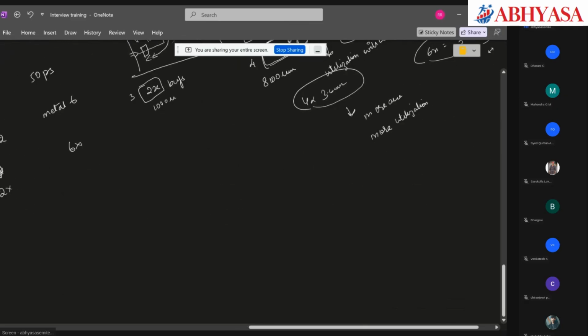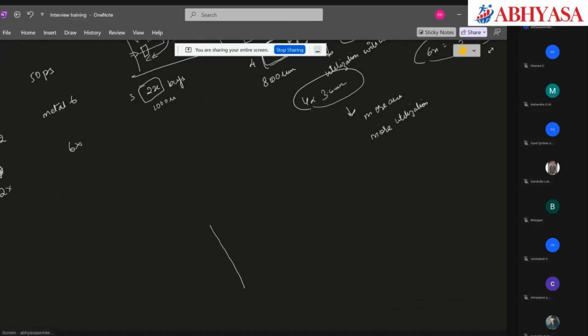Take skew. Similar, exactly similar example. Instead of latency, it will be skew. Two flops are there, right? I need a skew of 80 ps or 90 ps or 100 ps, which means my skew constraint is less. I'm not too much worried about the skew.